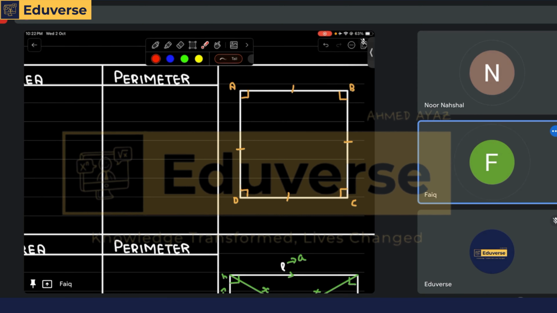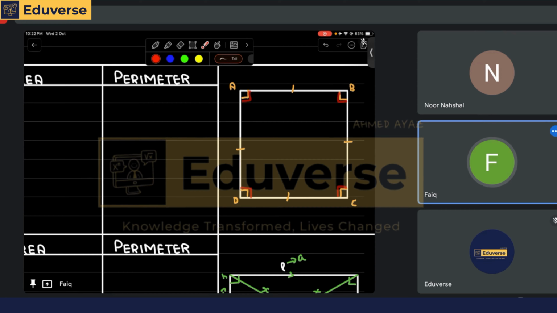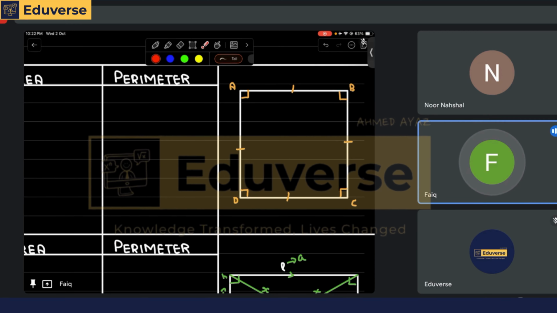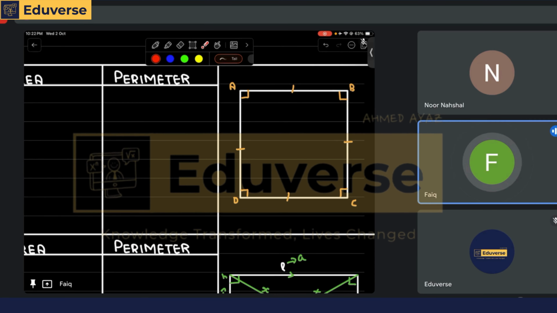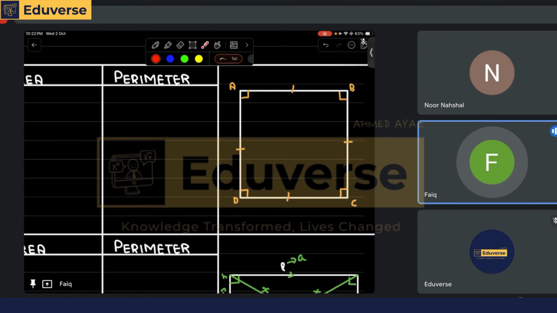Now, this is 90 degrees, this is 90 degrees, this is 90 degrees, this is 90 degrees. So all of these angles are 90 degrees. And what I just said is, if you have to calculate the area of a square, you just have to multiply the neighboring sides of the 90-degree angle.